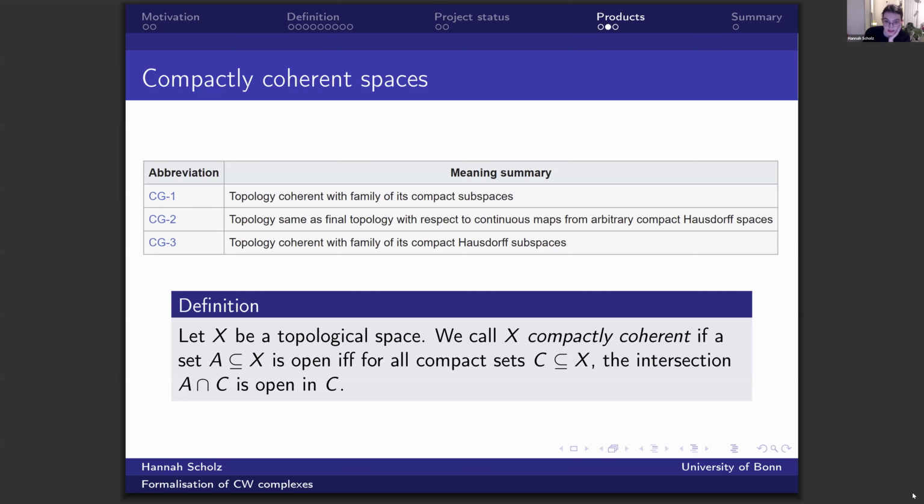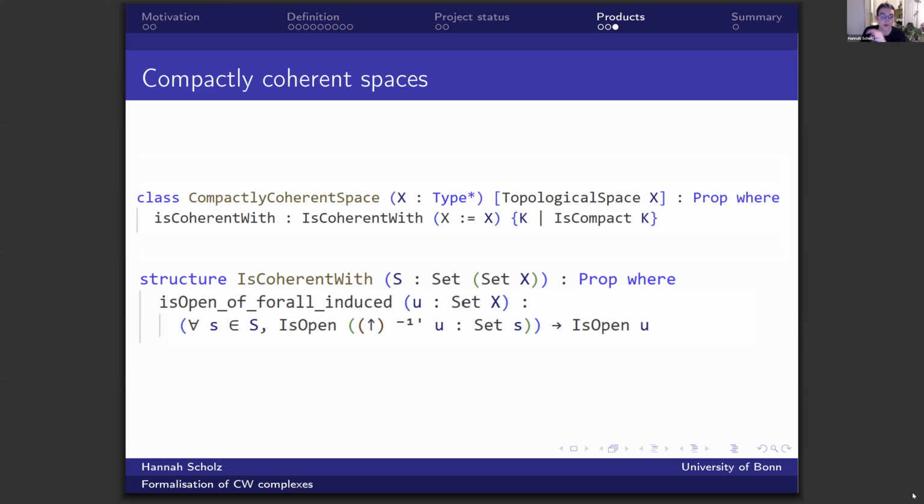And what does that look like Lean-wise? So we were lucky that the predicate IsCoherentWith was already in MathLib, so that made this very, very easy. So you just say, well, a compactly coherent space is a space that is coherent with its compact subspaces. So very nice. What is coherentWith? How is that defined in MathLib? So you take a family of sets S. For us, that's the compact subspaces. And then you say that a set is open if its pre-image is open with respect to all these sets. So basically the pre-image then is the intersection. And then of course the topology, since you're taking the pre-image, is the subspace topology.